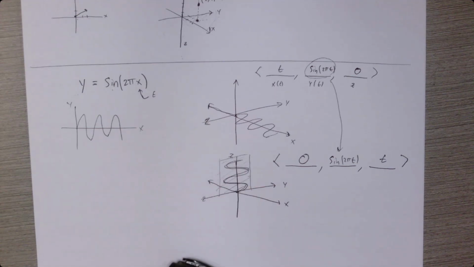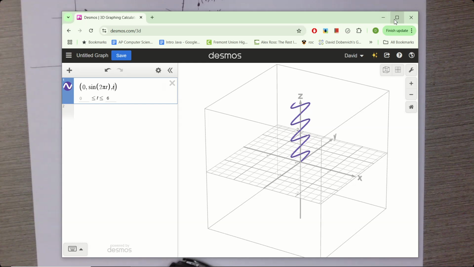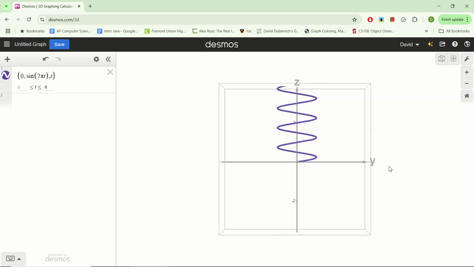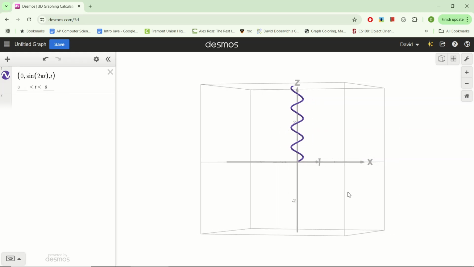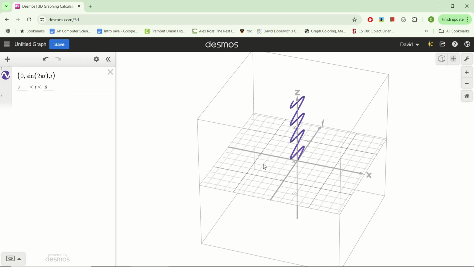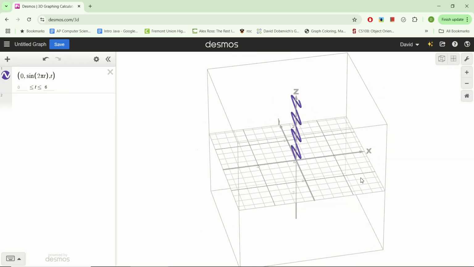Okay, let's look at it in Desmos. So here we are. I'm going to make this be 0, and this be t. And now you can see, if I'm looking at it in the xz plane, or in the yz plane, you can see the oscillations. Here, if I'm looking at it in the xz plane, it doesn't look like anything, because the entire curve is in the yz plane.